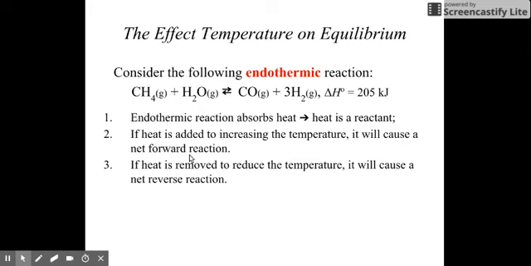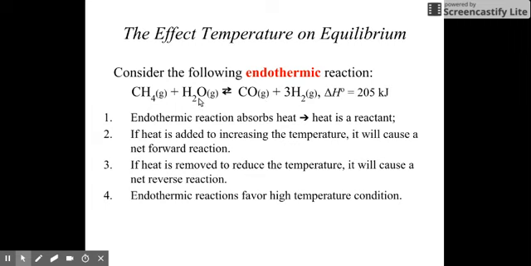If you remove heat to reduce the temperature, it will cause the reverse reaction moving to the left because you need to compensate for the removal of the heat. So endothermic reactions therefore will favor high temperature condition. So you add heat, it will favor the forward. You remove heat, it's going to favor the reverse reaction.